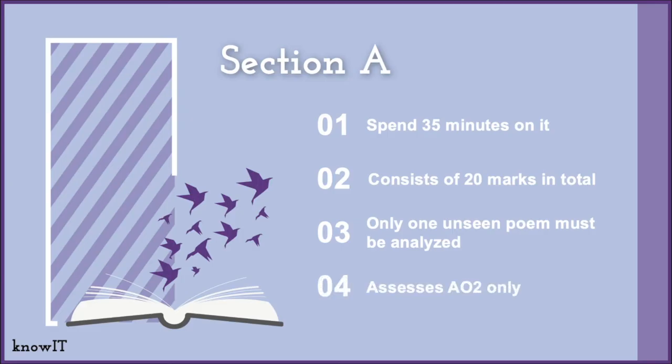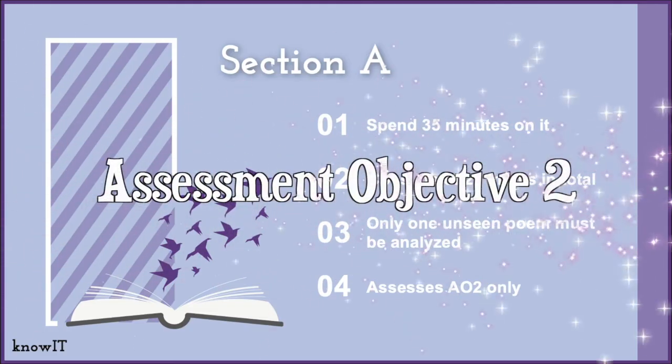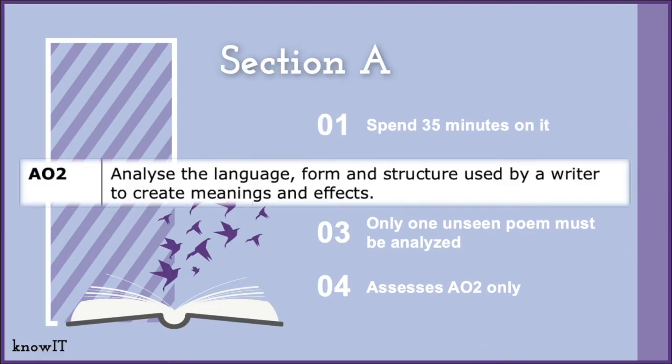Lastly, section A assesses AO2 only. If you don't know what AO2 is, it stands for Assessment Objective 2, and this is what it is: analyze the language, form, and structure used by a writer to create meanings and effects. So this is what you are going to be assessed on. You have to be able to analyze the language, form, and structure of the poem and how it creates meanings, how it conveys a message, and what effect it has on the reader, and so on.